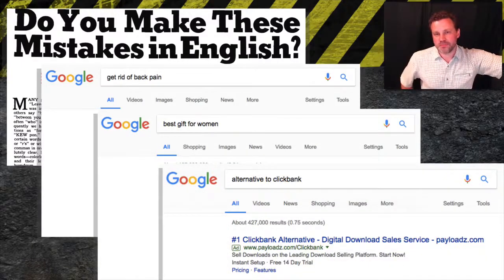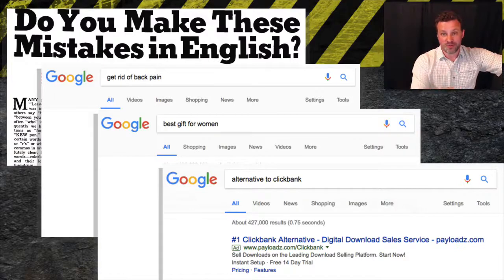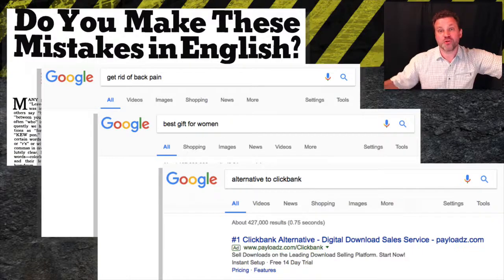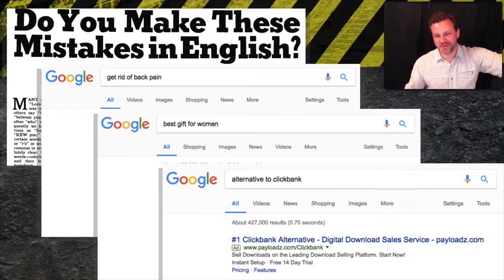Alternative to ClickBank. This is definitely another step two ad. And you'll find that most ads are step zero, one, or two. You rarely advertise for people who already know about your product because they already know. So "alternative to ClickBank," "alternative to," "better than," can be quite a powerful way. And it's a good little cheat as well to borrow somebody else's terms in order to get into their market.